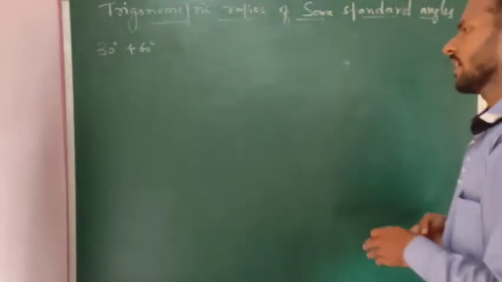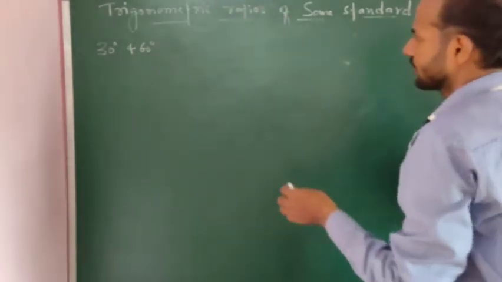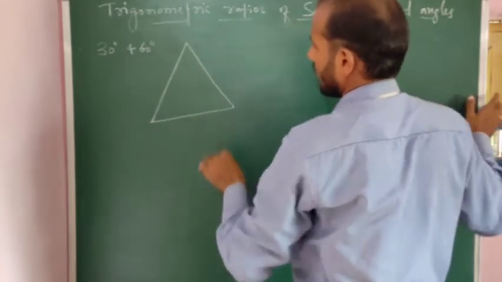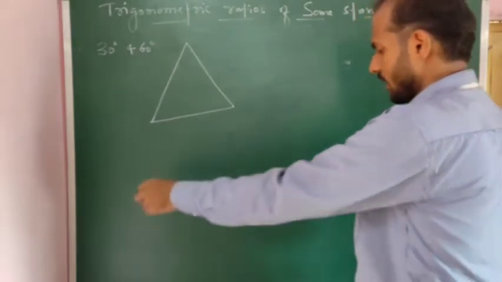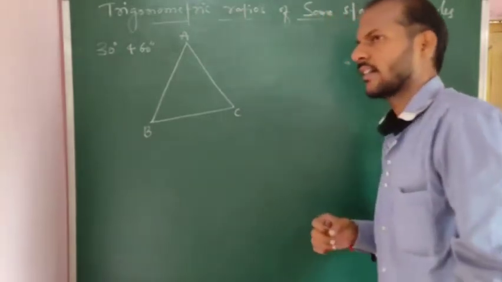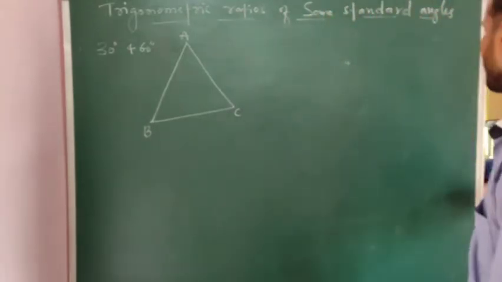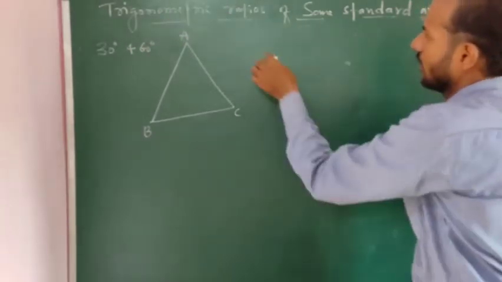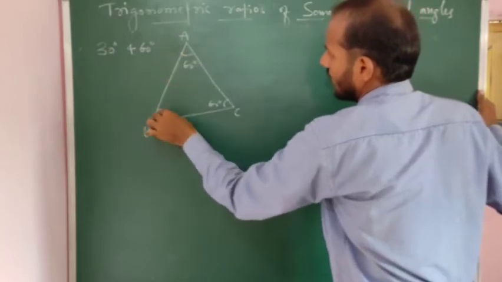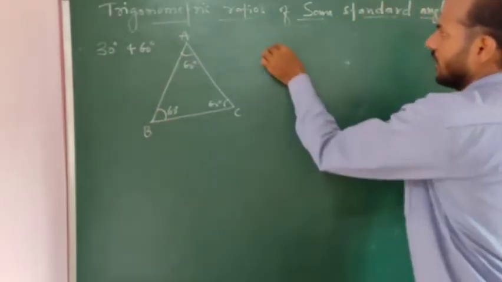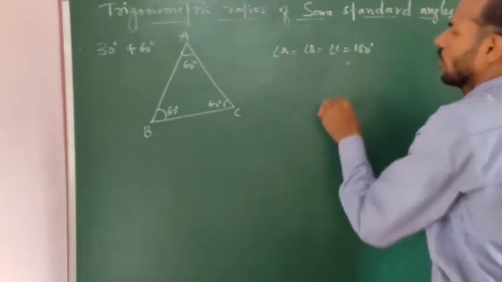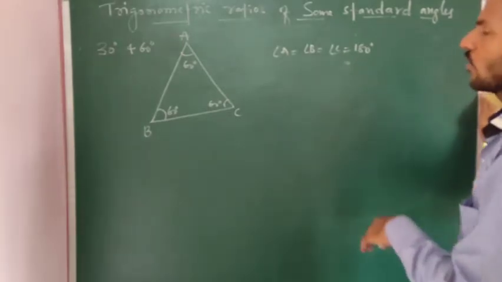To find angle 30 degree and 60 degree, let us consider an equilateral triangle. Angle A, angle B, angle C. Again, three angles are there. Equilateral triangle means all sides are equal here. That is nothing but this is 60 degree, 60 degree, 60 degree, right? Angle A equals angle B equals angle C. Got it?